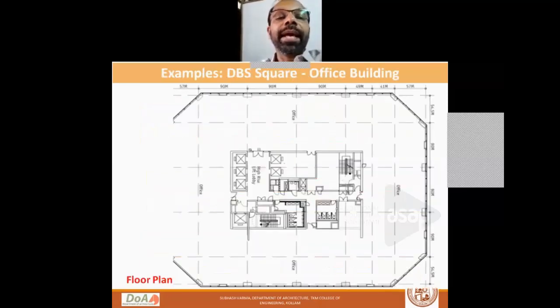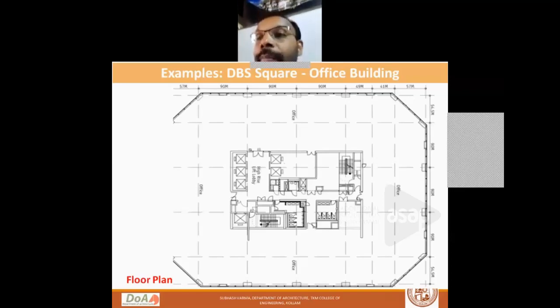Here is an example where modular coordination is applied. This building is DBS Square, which is an office building in Singapore. And this building has been designed according to modular coordination. You can see a square grid of 90 M by 90 M has been used as a basic module. With that, certain submodules are also used, like 57 M, 49 M, 41 M, like that.